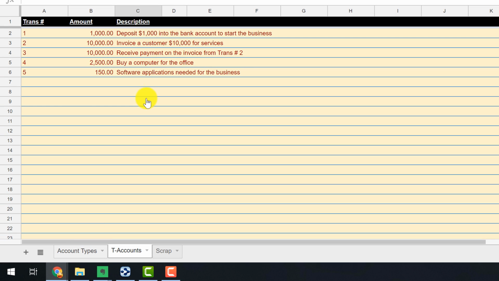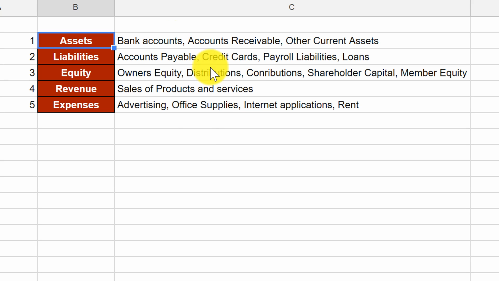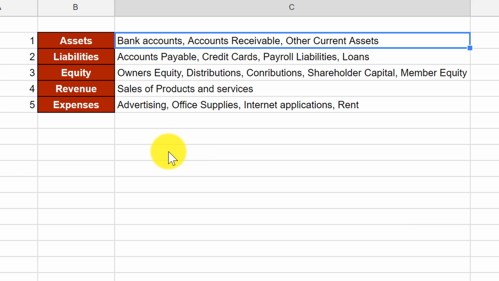So again, we have 5 account types. We have assets, and here's some examples of assets: your bank account, your accounts receivable that you have rights to collect, and any other current assets. If you've made loans to employees or if you've loaned money to others, those are all going to show up in your assets section of your balance sheet.